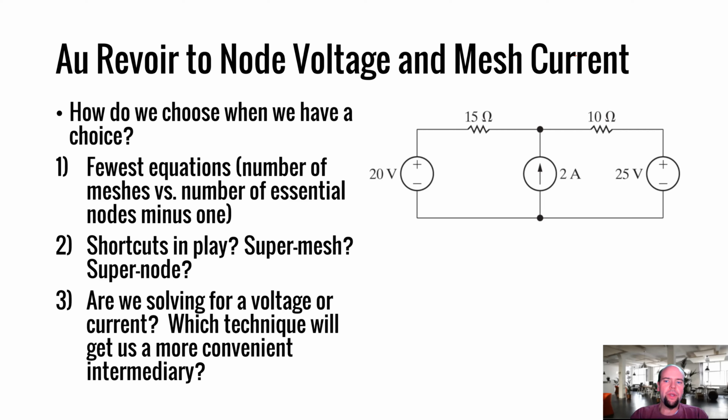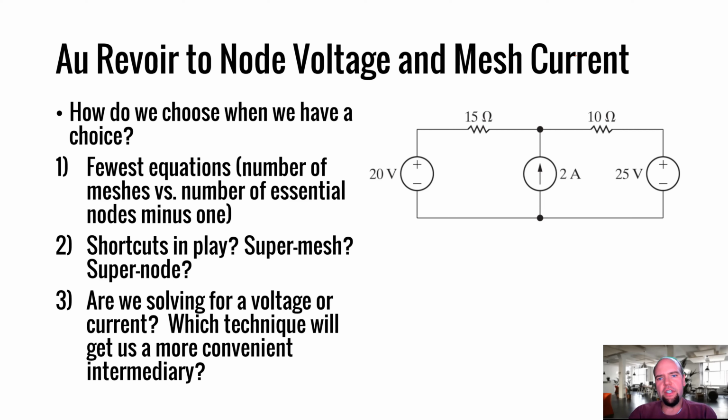And also, what are we ultimately solving for? So your choice of node voltage or mesh current might boil down to, if everything's kind of equal and you're trying to solve for something that's easy to find if you know the currents, then maybe go mesh current. Or if you're trying to solve for something that's easy to find if you know the voltages, then maybe go with node voltage in that case.